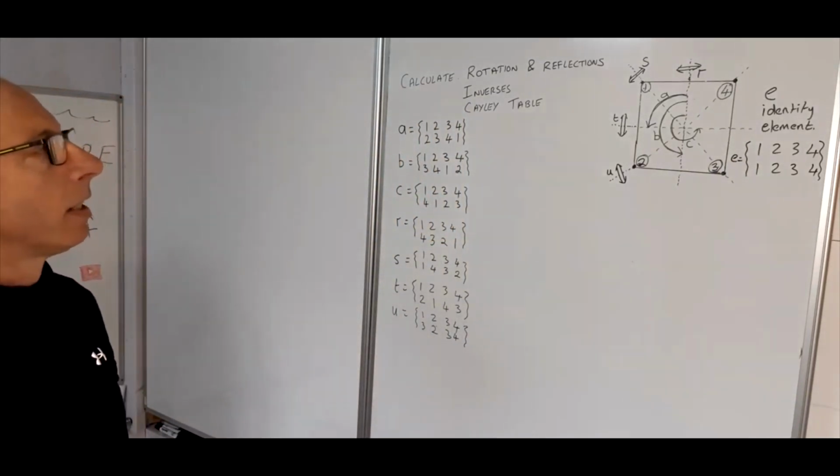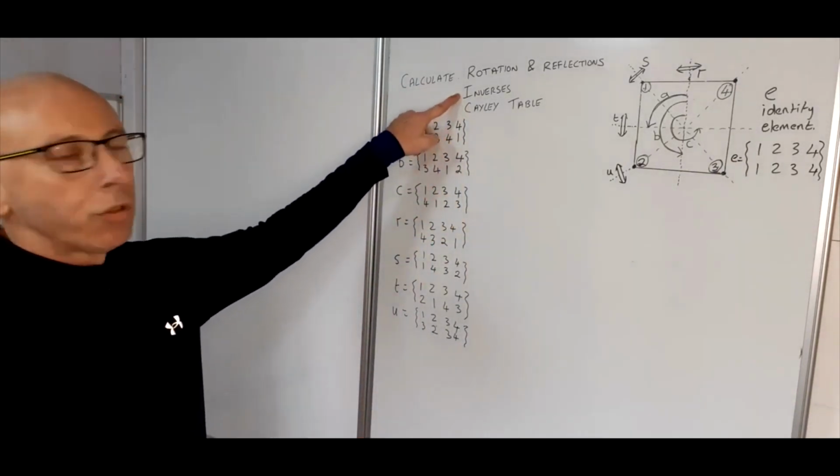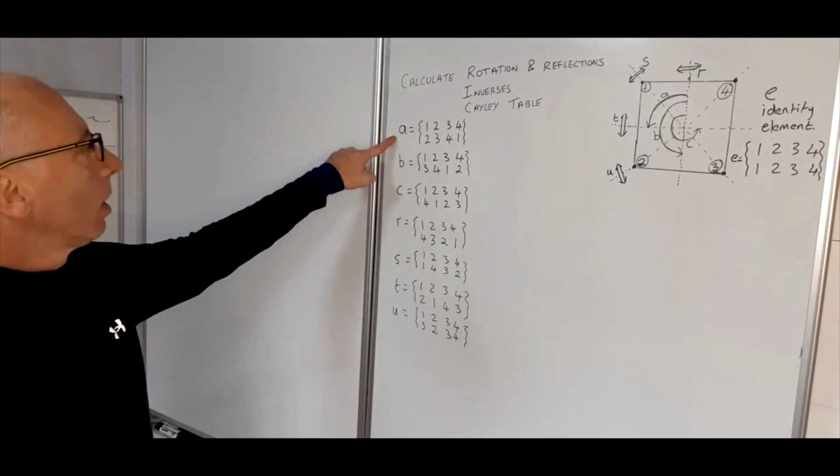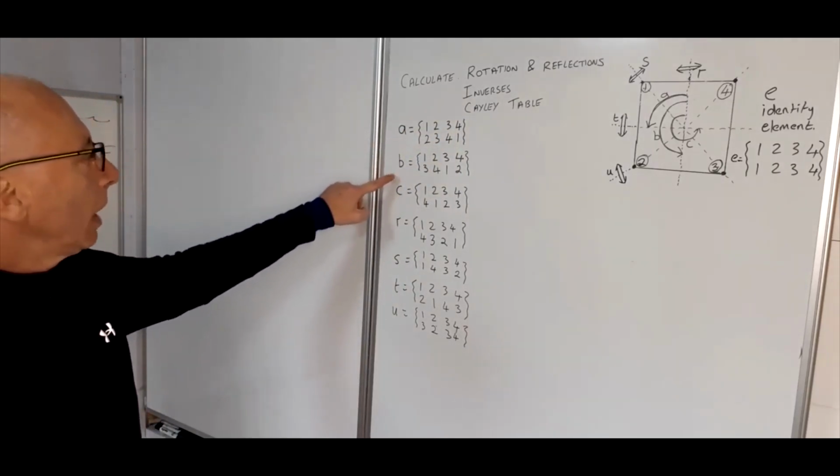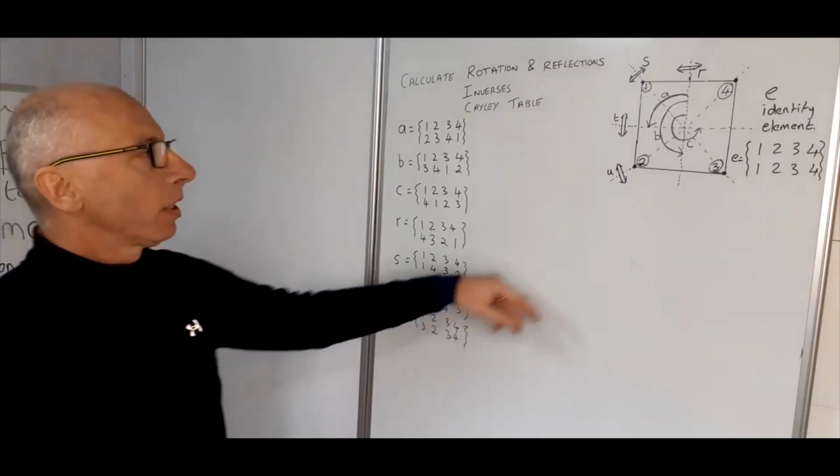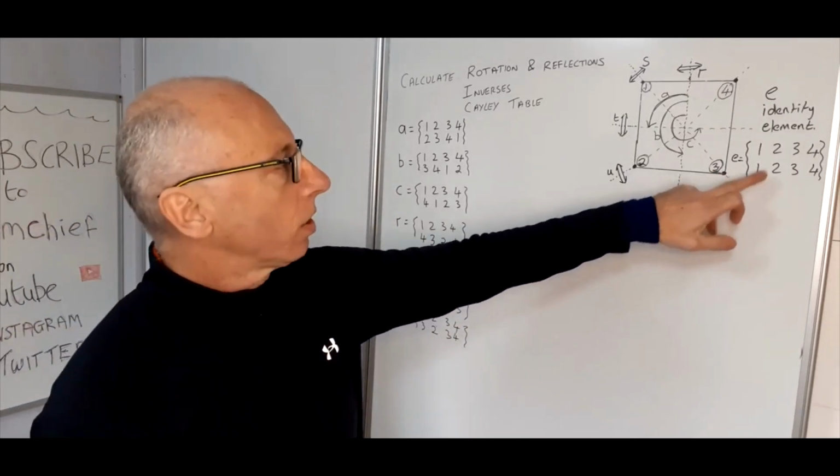Okay, so now what we're going to do is try and draw on some inverses. So the inverse of A, B, C, R, S, T, U and E, well the inverse of E is always E.